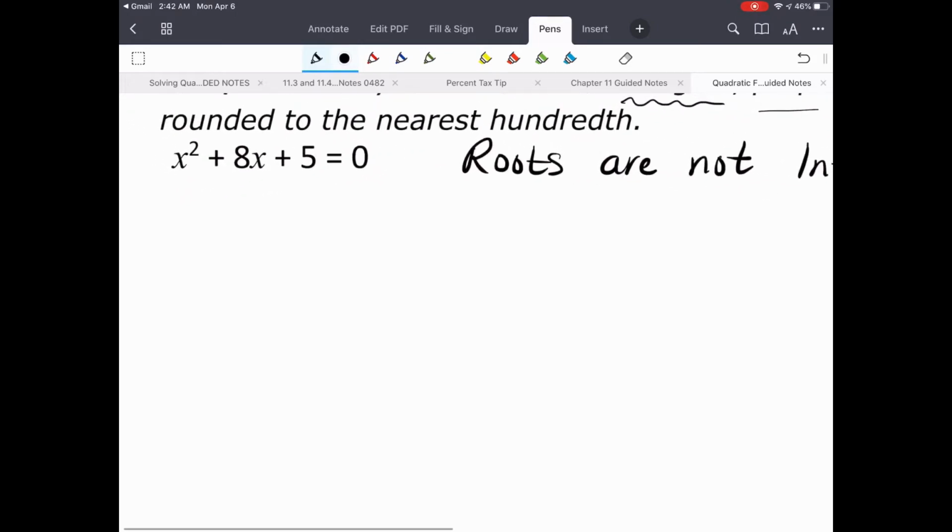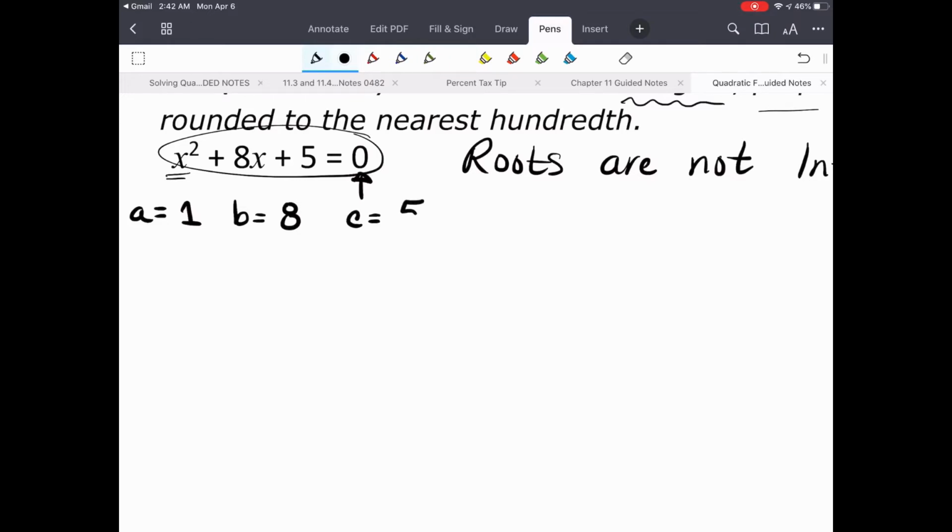Looking at this first example right here, you'll notice that everything is the way we want it to be because we've got one side of it equal to 0. And that's all that you need. It doesn't matter that the x term is positive or negative. So now what I'm going to do, and you don't have to write this out, but I'm going to write it out. I've got a is equal to 1, b is the coefficient of the x term, 8, and c is the constant, 5.